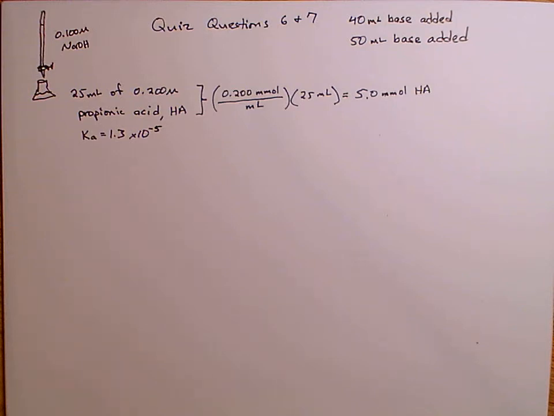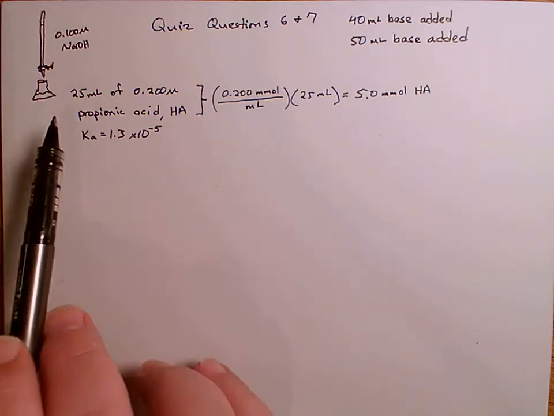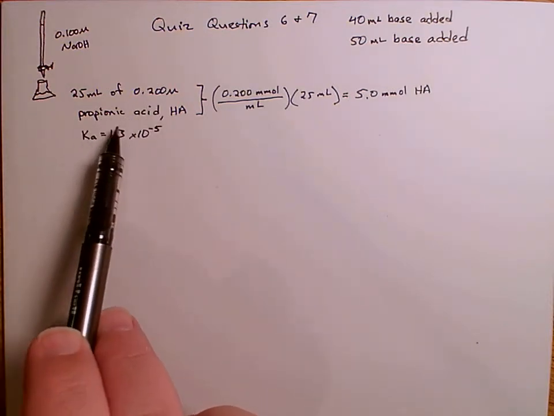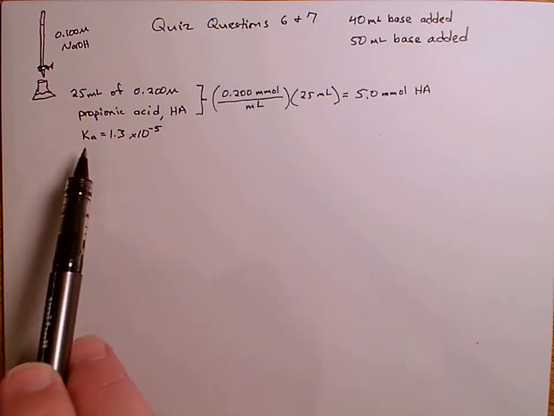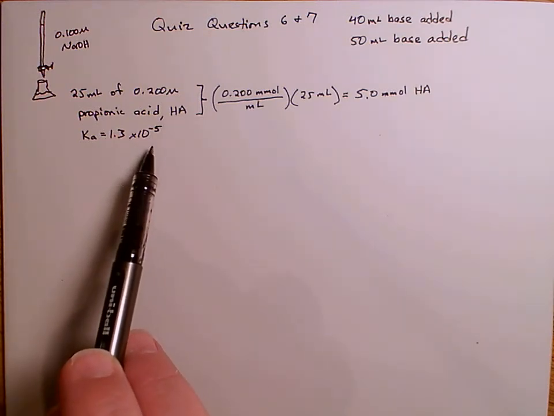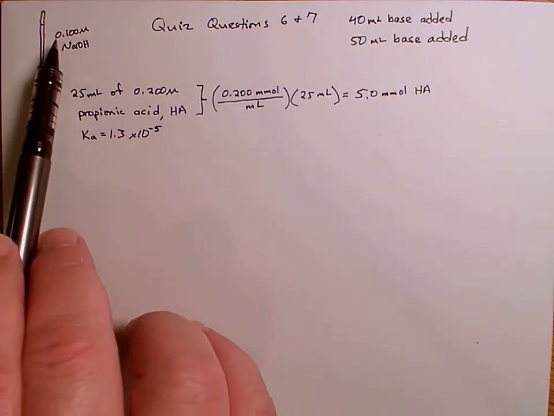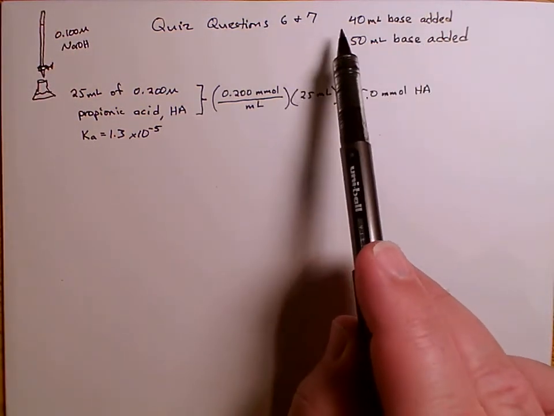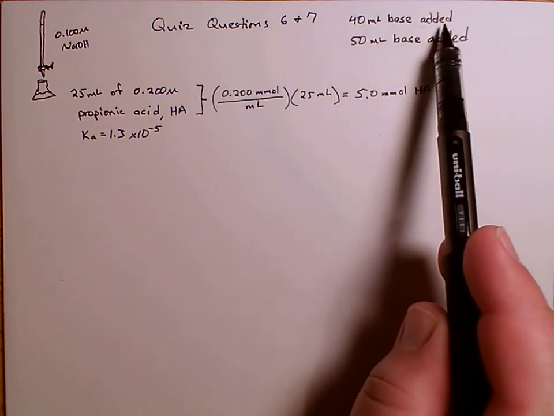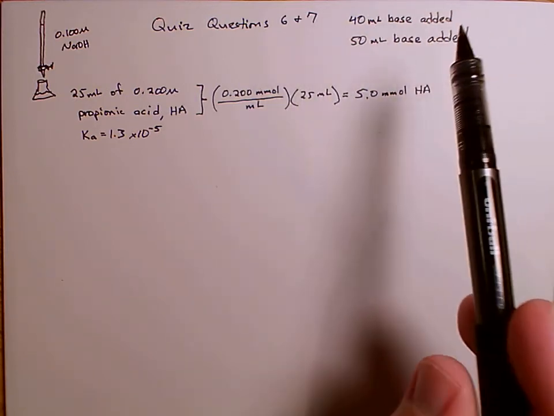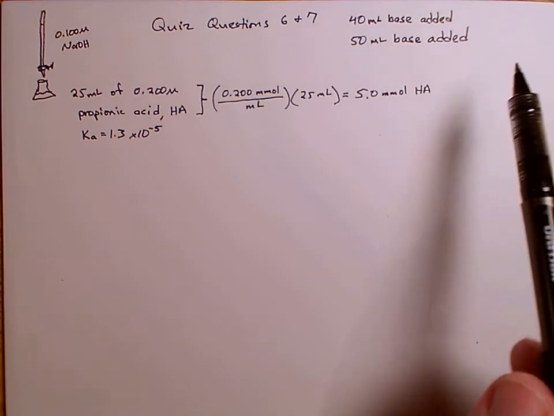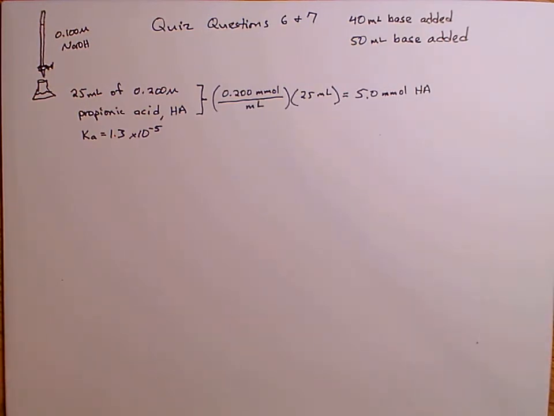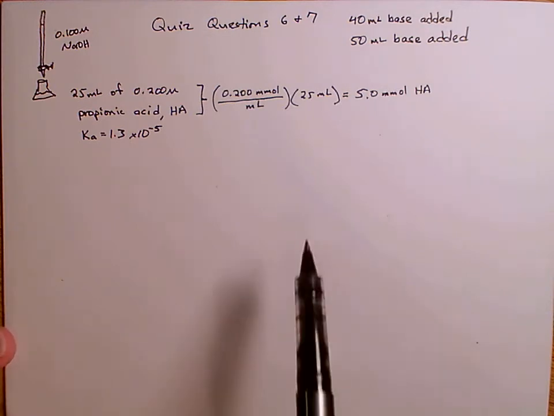Okay, from the last quiz, here's questions 6 and 7, where we are titrating 25 milliliters of 0.2 molar propionic acid. I'll call that HA, which has a Ka of 1.3 times 10 to the minus 5, with 0.1 molar NaOH. And the questions are, what's the pH after 40 milliliters of base added? That's question 6. Question 7, what's the pH after 50 milliliters of base added?